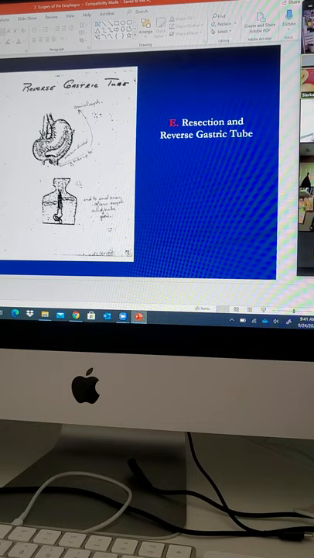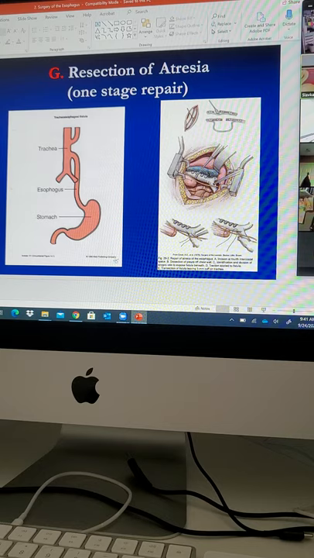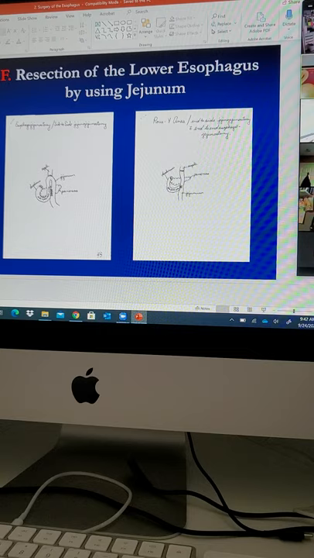And then we're going to another resection. And this is the atresia here. I jumped too much here. So, and then we have resection of the lower esophagus by using the jejunum. Okay. Jejunum is which portion of the small intestine? The beginning. Middle. Okay. So the middle portion. So I'm creating anastomosis, okay?